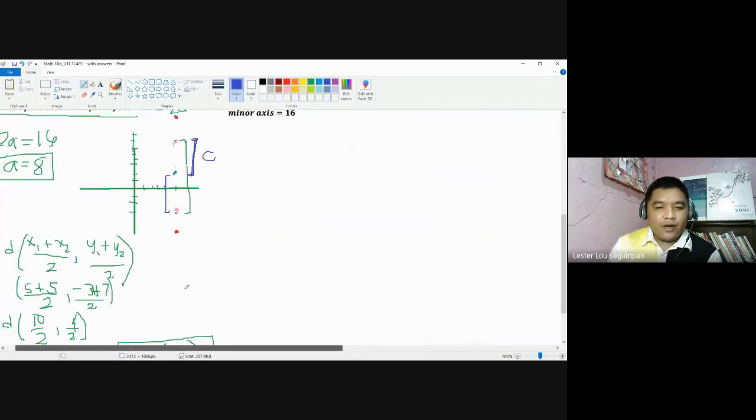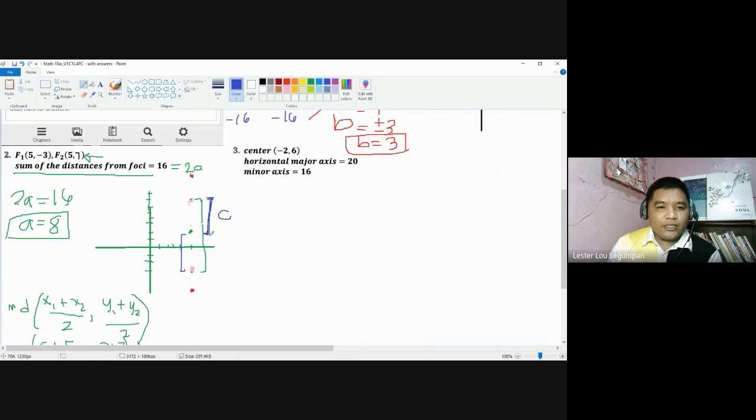So here, from the focus, which is at 7, we count 7, 6, 5, 4, 3, 2. How many steps did we make? 1, 2, 3, 4, 5. So the value for c is 5. I repeat, the value for c is 5.